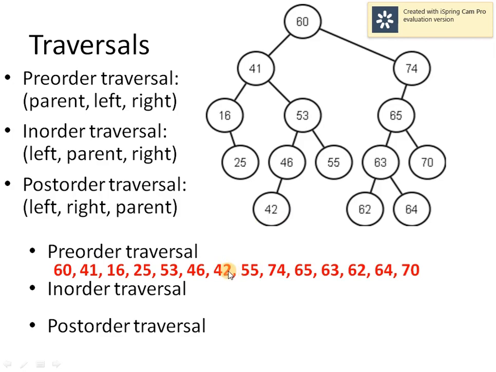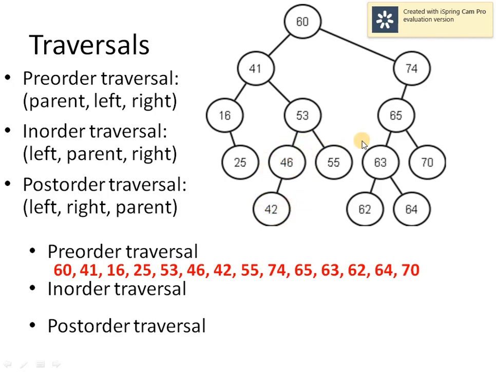So we have visited 42. 42 is a leaf node, so we are done. Then we have reached 46 again, but now we have to visit the right of 46. Right of 46 is null. So we have completed with the left subtree of 53 now.